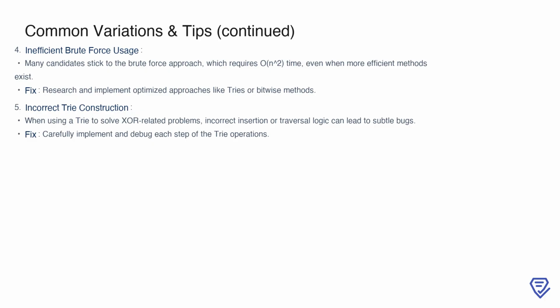Additionally, when implementing a tree for XOR-related problems, incorrect construction or traversal logic can introduce subtle bugs. For example, if you don't handle the binary representation of numbers correctly during insertion or fail to account for edge cases in traversal, your tree might not produce the expected results. To prevent this, carefully debug and verify each step of your tree implementation, ensuring it aligns with the problem requirements.